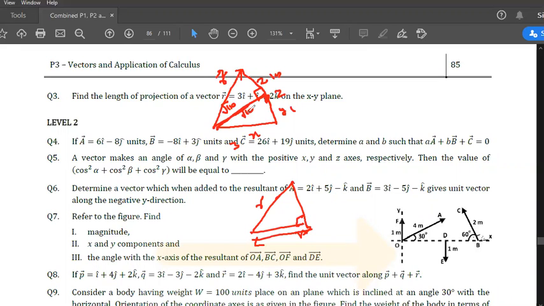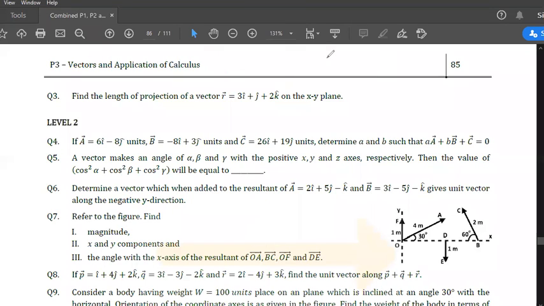Just do one thing. Close your eyes and imagine. Physics is all about imagination. Move 3 units to explain. I'll just use different colors now.